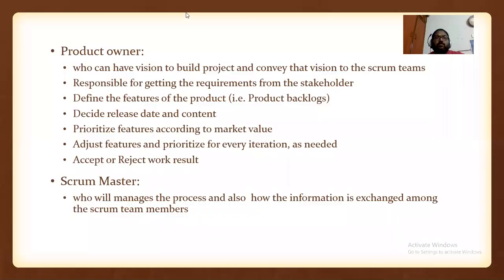So mainly, we need to remember about the product owner, who can have the vision to build a project and convey that vision to the Scrum teams. Who is responsible for getting the requirements from the stakeholder and who is going to define the features of the product, what we need to implement. The Scrum Master will manage the process and also how the information is exchanged among the Scrum team members. That is what the Scrum Master is responsible for.